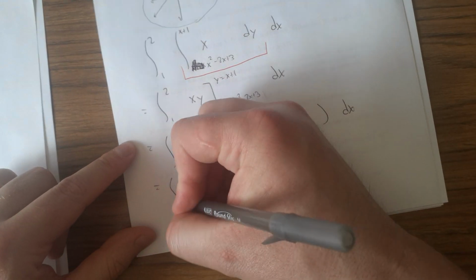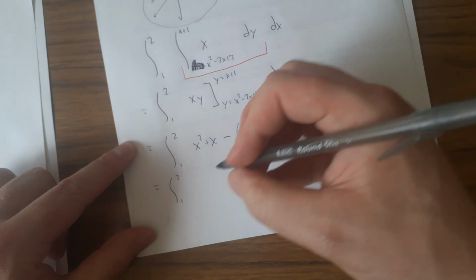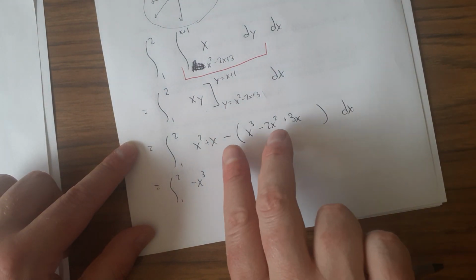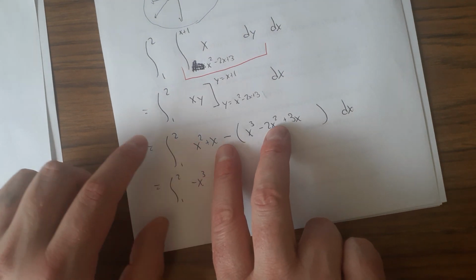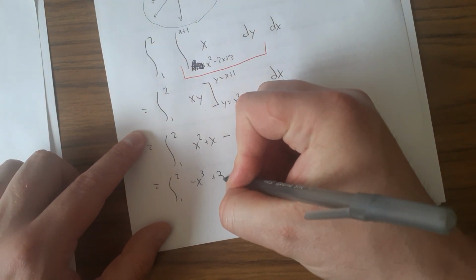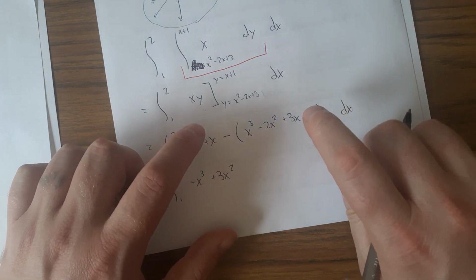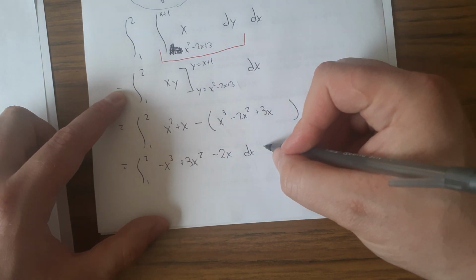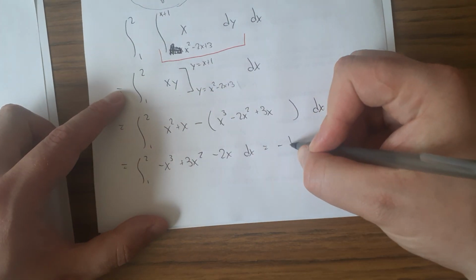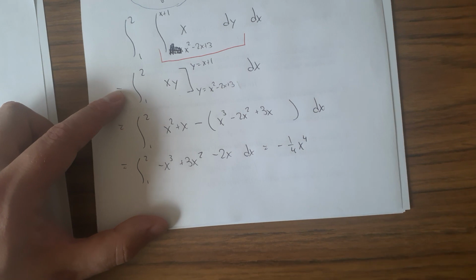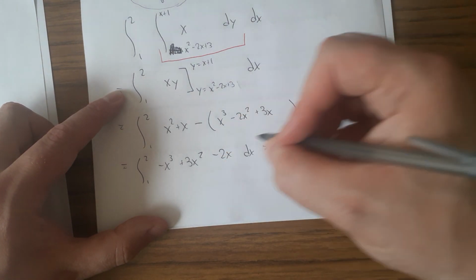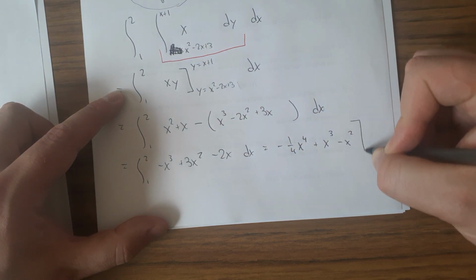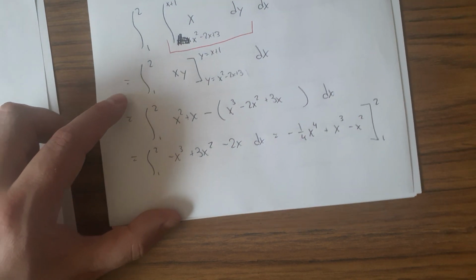Okay, a little bit of math to do here. Let me write my x cubed first, and then let me take care of all my x squareds. I've got a positive x squared and then a positive 2x squared, so plus 3x squared. And then I've got an x minus 3x, so minus 2x. Okay. So I've got that, plus x cubed minus x squared, from 1 to 2.